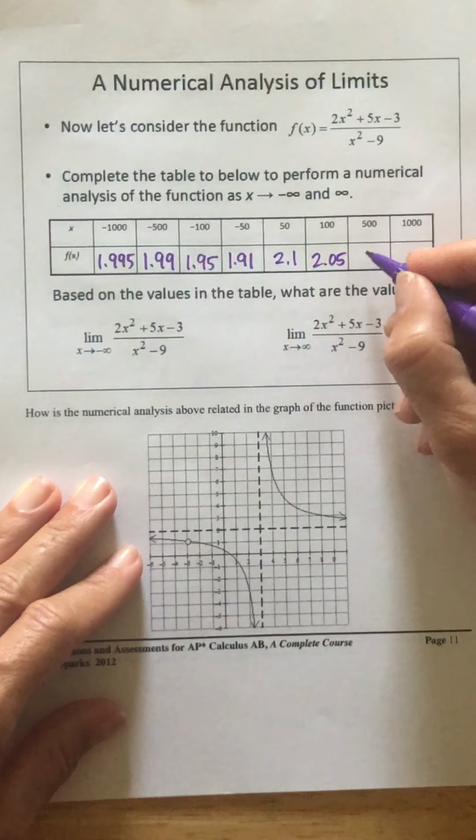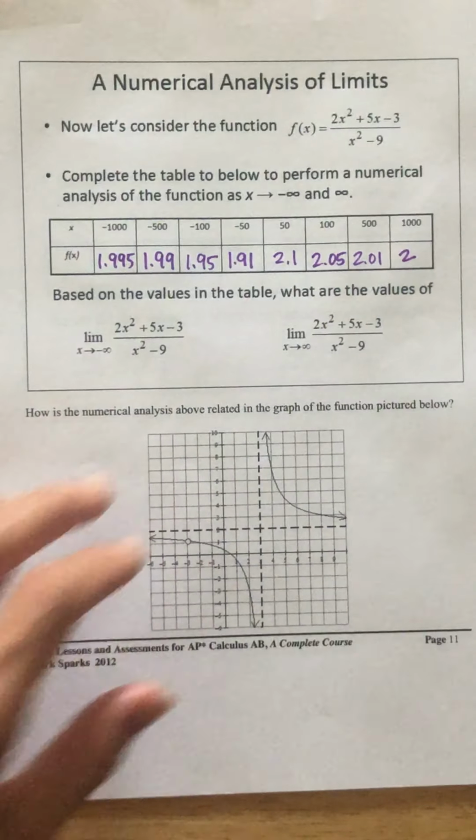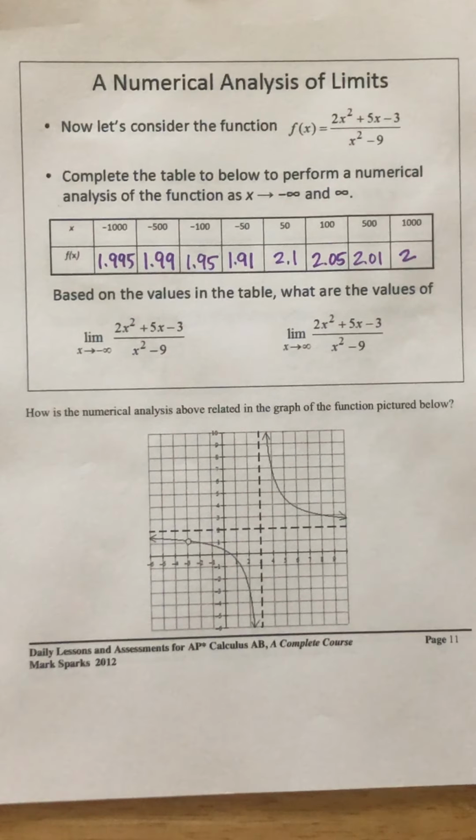2.05, 2.01, and then 2 when x is 1,000. All right, so we answered this in the first page.